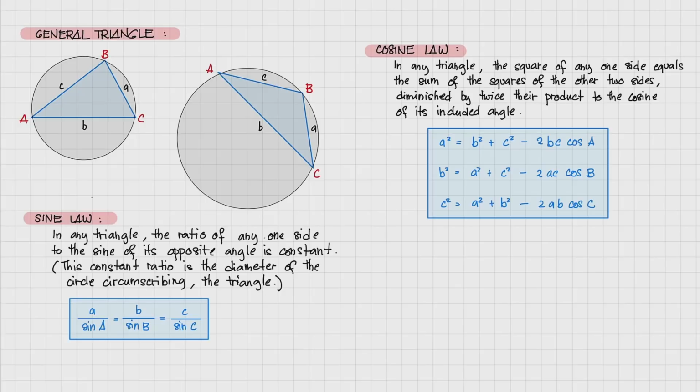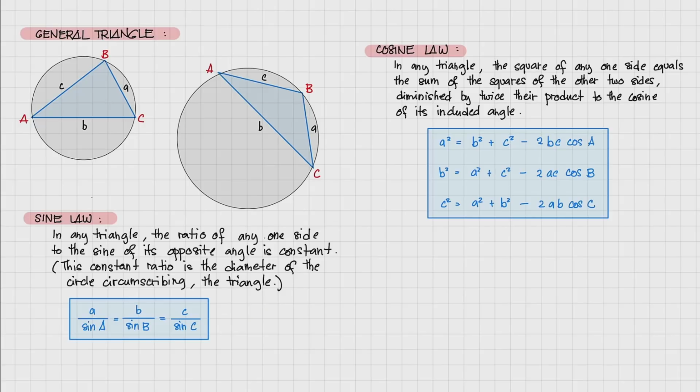Alright, so that is our cosine law. It helps that you know the definition. Mahirap kasi if you're just going to memorize the formulas without knowing what they actually mean. So, it's better if you internalize the principles first rather than just memorizing these formulas. Okay? Same with your sine law. It's better if you understand this definition first before you memorize the formula.